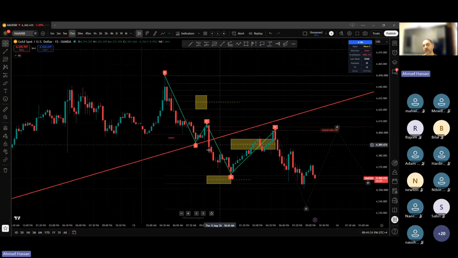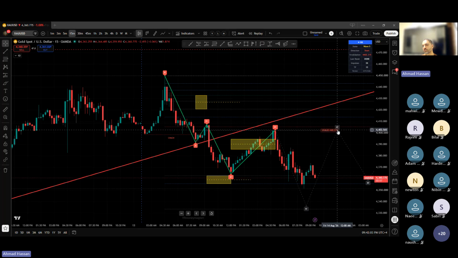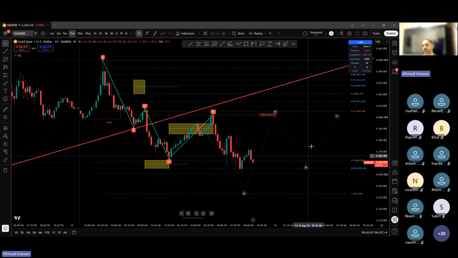Where is the point of area of contact, the number one wave, the number two, the number three. You can see it's just following the same structure. Number four, number five, then it will go back for A. If it crosses 4402, it is invalid in case of that. Then it comes back for B, it comes back for C.